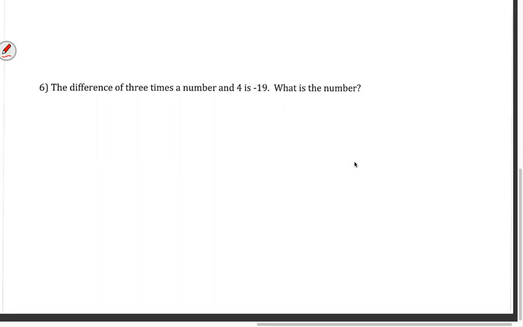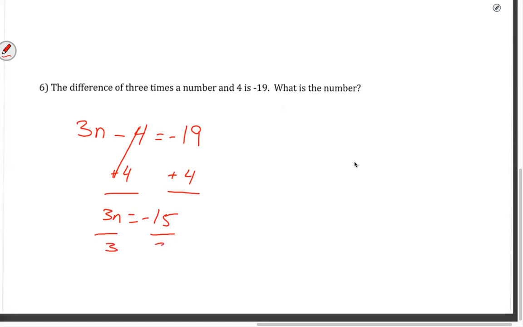So it says the difference of 3 times a number and 4. So we're going to call that number n. So 3 times the number n minus 4 is negative 19. Where do we go from here, Louis? Add 4. Three n equals negative 15. Now what, Louis? Divide by 3 and get negative 5. Nicely done. Is that it? That's it.